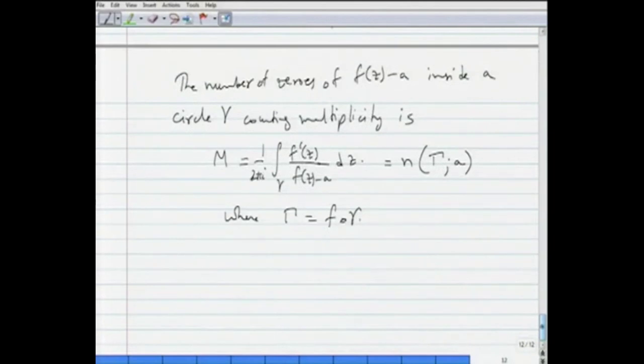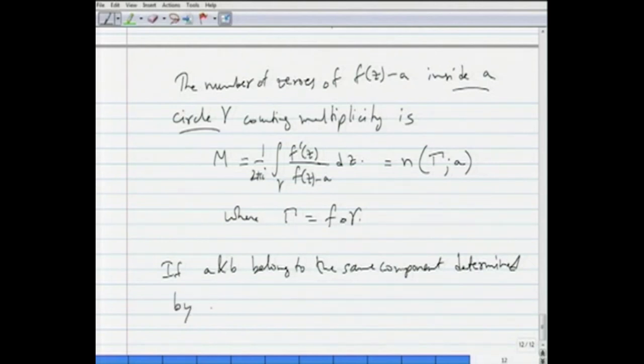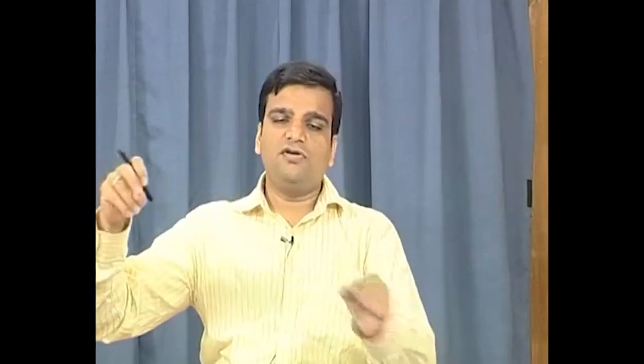Okay, so we use a simple closed curve, a simple circle around a. So if a and b belong to the same region, same component actually, determined by capital Gamma, by property 3 above. So, we know that the index function is constant on components. Capital Gamma is also a closed curve, so it determines some components.